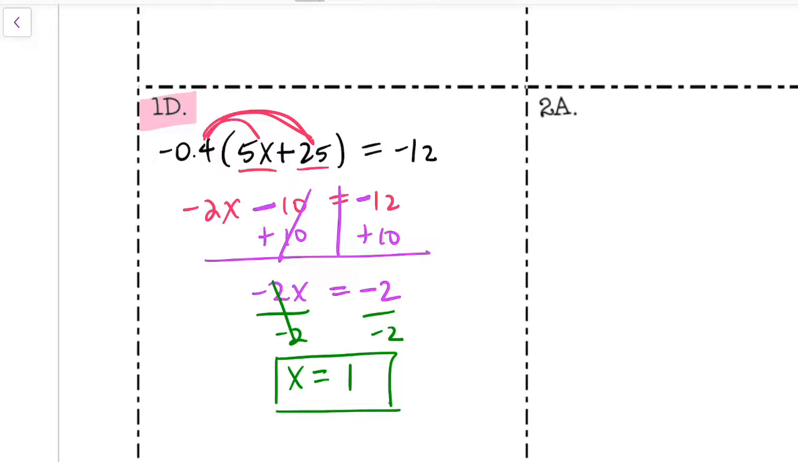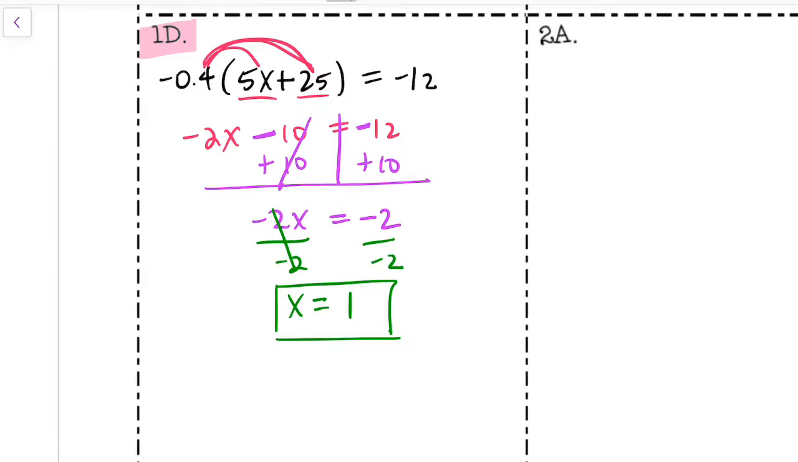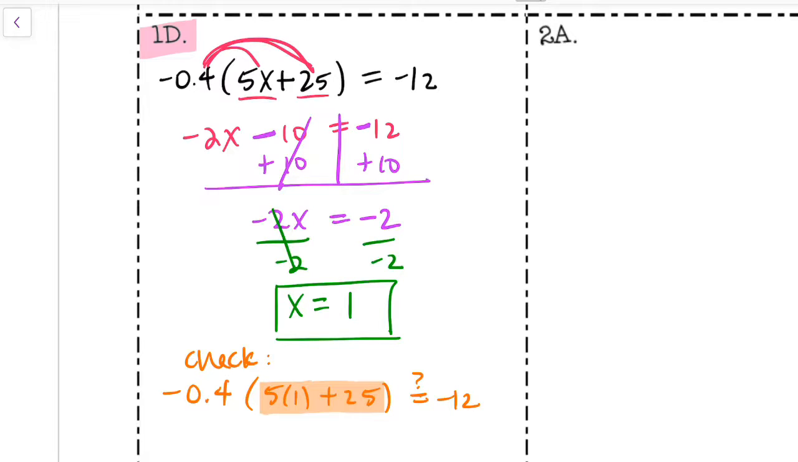There is our final answer, but just to be safe, we are going to check our work. So we will plug it back in for x. We plug in 1. Negative 0.4 times 5 times 1 plus 25 is supposed to equal negative 12. Well, 5 times 1 is just 5. 5 plus 25 is 30. Is negative 0.4 times 30 going to equal negative 12? Well, one way to find out, plug it into your calculator.